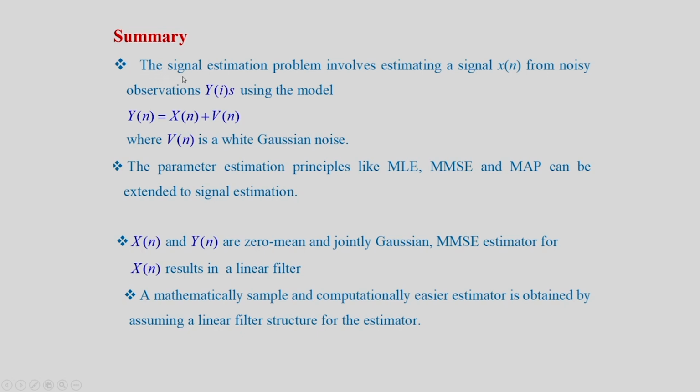Let us summarize. The signal estimation problem involves estimating a signal x n from noisy observations y n using the model y n is equal to x n plus v n, where v n is a white Gaussian noise. The parameter estimation principles like MLE, MMSE and MAP can be extended to the signal estimation case. If x n and y n are zero mean and jointly Gaussian, then the MMSE estimator for x n results in a linear filter. This is an important observation. If x n and y n are zero mean jointly Gaussian random processes, then the MMSE estimator for x n results in a linear filter. A mathematically simple and computationally easier estimator is obtained by assuming a linear filter structure for the estimator. So, we assume a linear filter structure for the estimator.